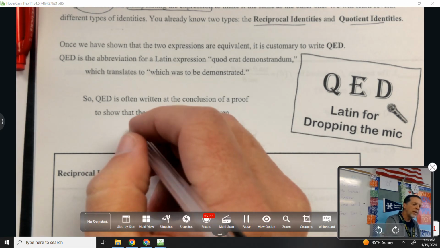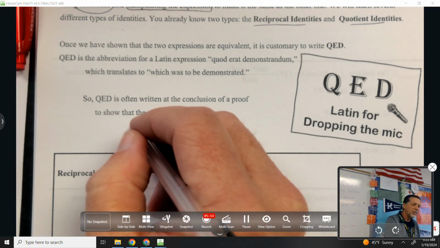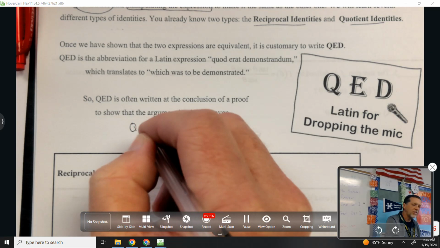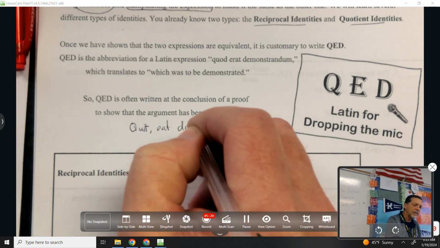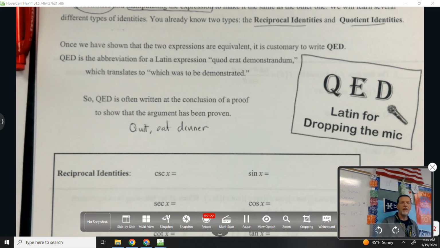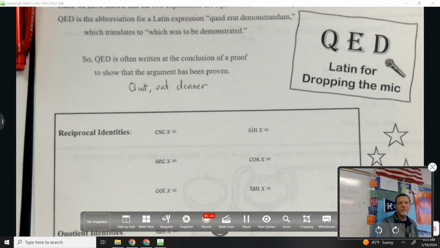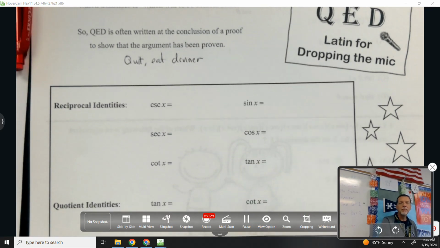My most redneck professor in college used to say that QED stood for quit and eat dinner. I finished the problem. Time to move on. Again, it's Latin for saying I did it. There it is. It's done.